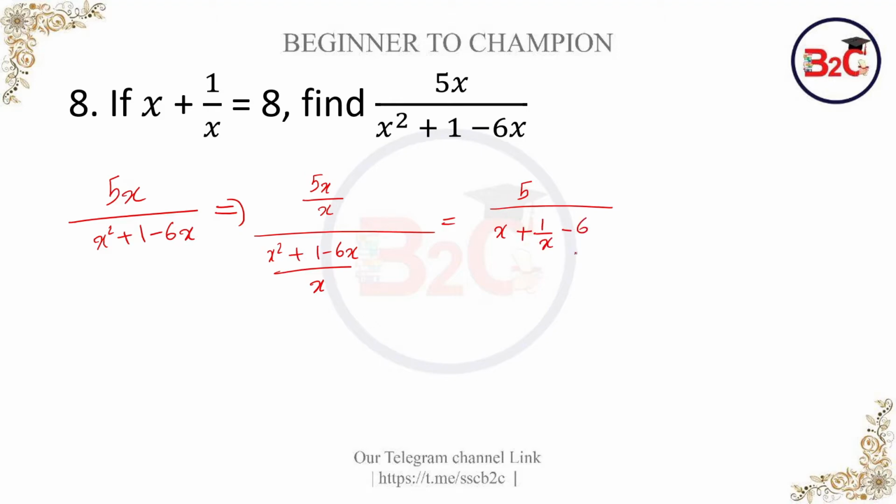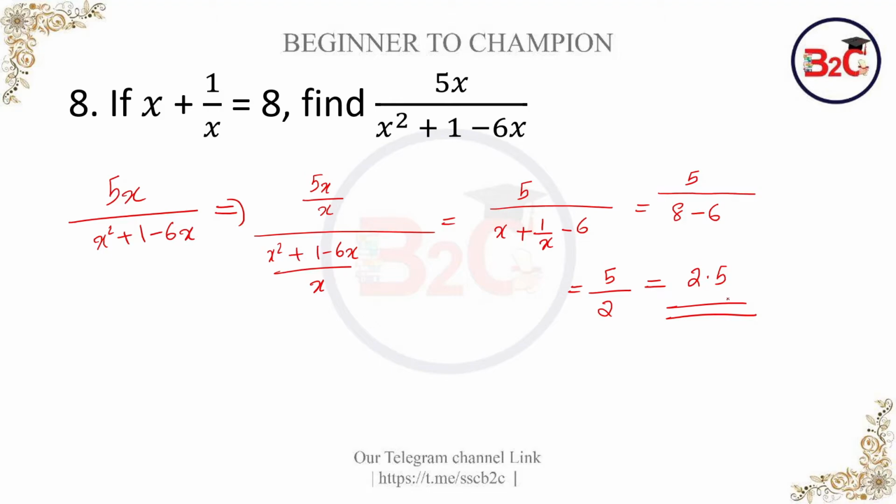So this is equal to 5 by x square by x is x plus 1 by x, minus 6. Now x plus 1 by x is 8. So we'll substitute that value here. So we have 5 by 8 minus 6, which is 5 by 2, which is equal to 2.5. This is the answer to this question.